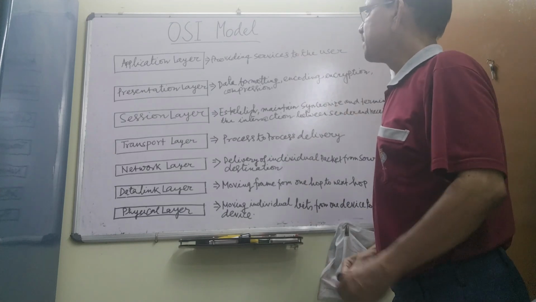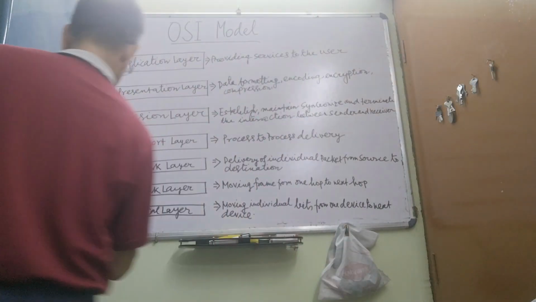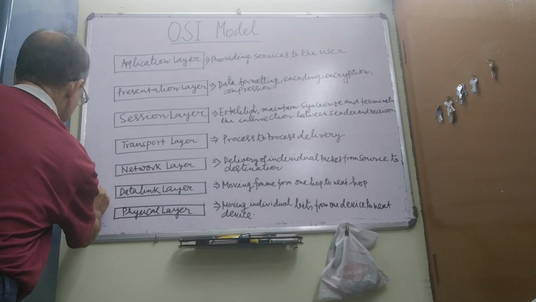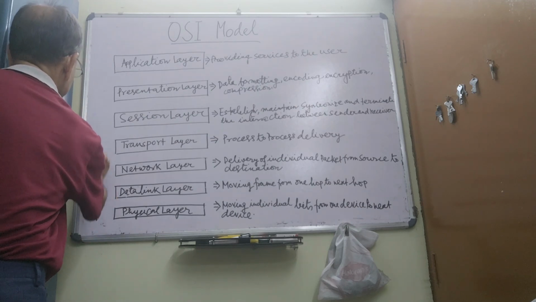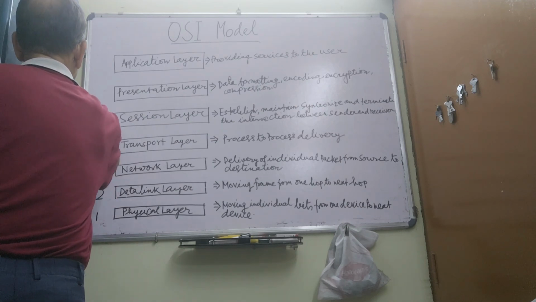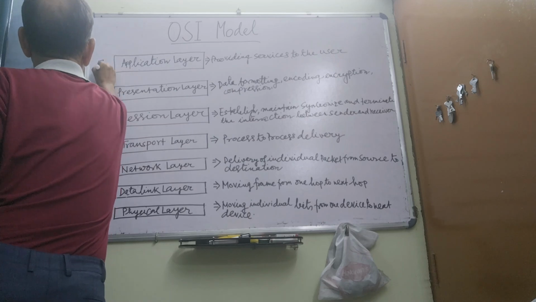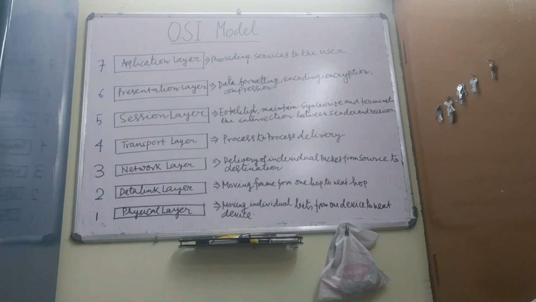So these are the 7 layers, and this is layer number 1, layer number 2, layer number 3, 4, 5, 6, and 7. Okay, so this is the OSI model.